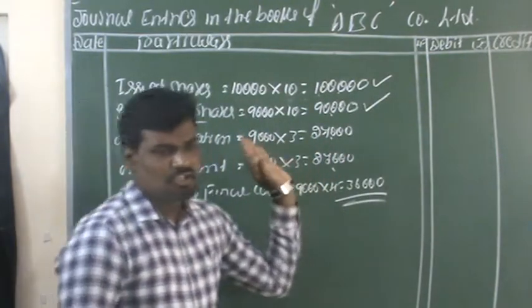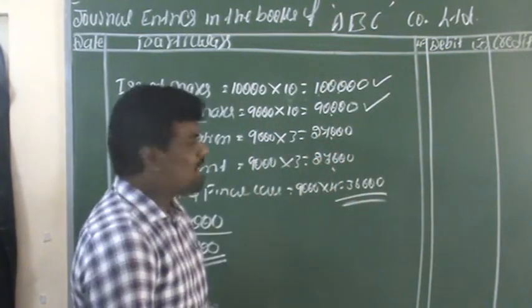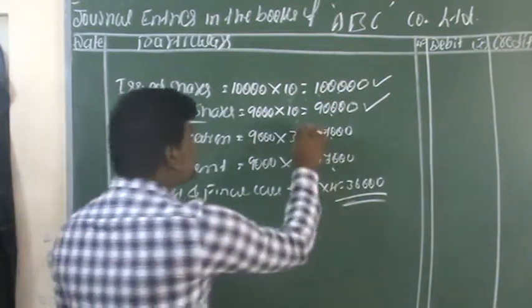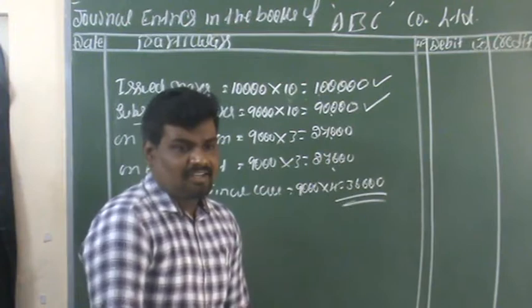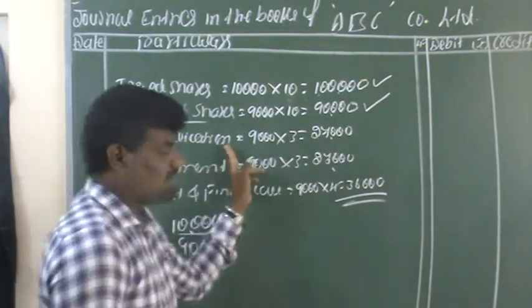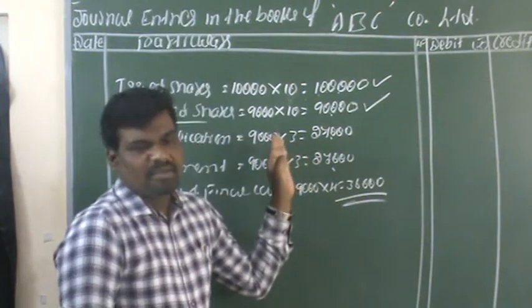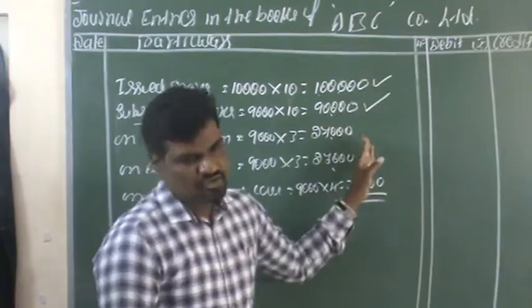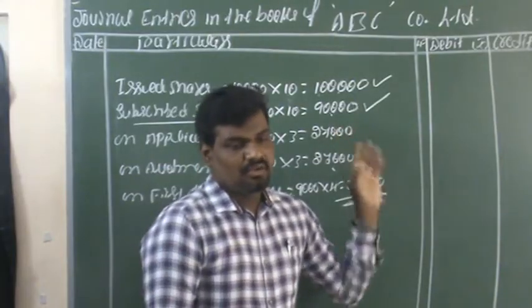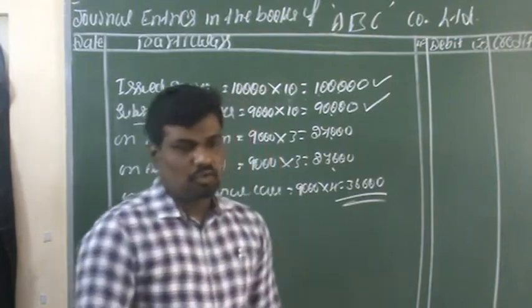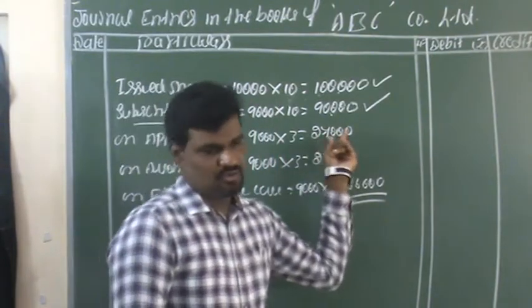The company has issued 10,000 shares, but the public has subscribed only 9,000 shares. So these 9,000 shares only we are allotting to the public. At the time of application, 9,000 shares at rupees 3 per share we are receiving. 9,000 into 3 means 27,000 rupees. This is application. Here each stage contains two necessary entries, and for the two entries we can record these values only.